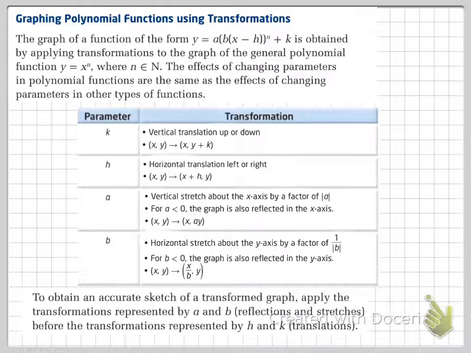Lastly, to obtain an accurate sketch of a transformed graph, apply the transformations represented by a and b first. Those are the reflections and stretches, before the transformations represented by h and k, which are, of course, our slides or translations.